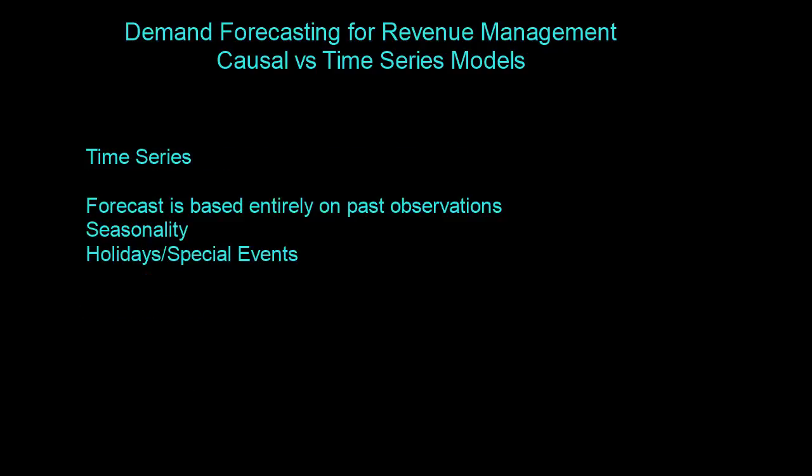So let's take a look at time series models and how they work. Time series models are really simple models, and they're based entirely on past observations. So there's no variables. It's simply past observations of what you're trying to predict. We're trying to predict demand for travel. In a time series model, we'll take observations of demand from the past and apply trends or seasonality or other factors to use them to make a prediction for the future.